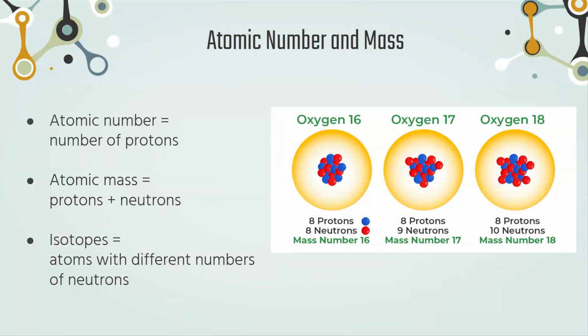And when an atom has different amounts of neutrons, like you see here, where oxygen can have different numbers of neutrons, we call them isotopes. These are atoms with different numbers of neutrons, and they're especially helpful when it comes to some elements becoming radioactive because of the unstable or different amount of neutrons they have.